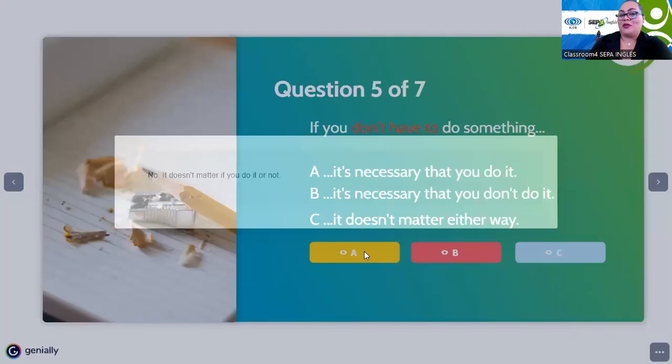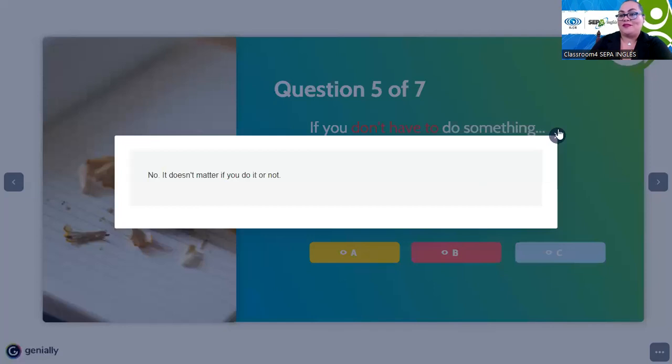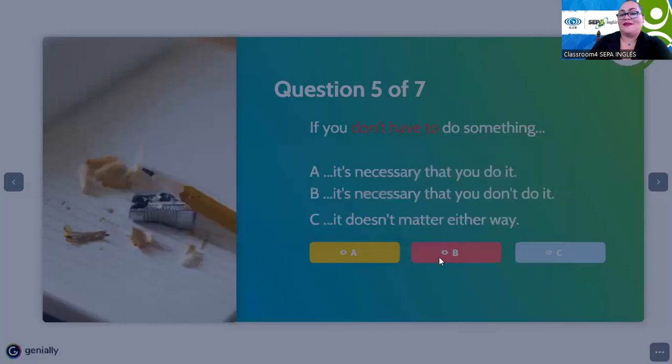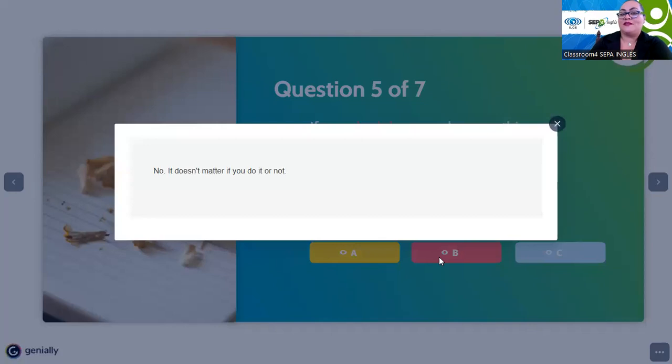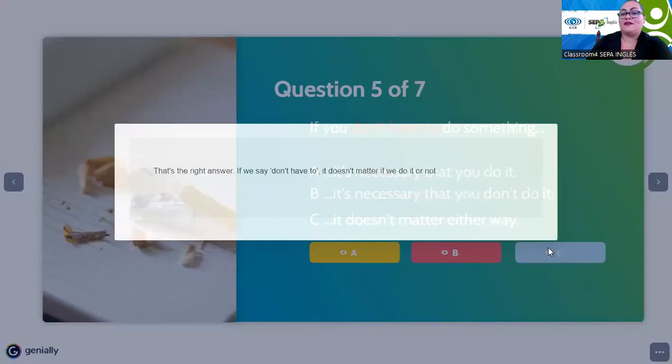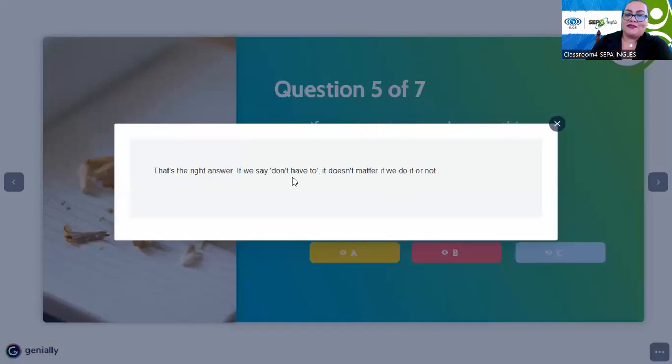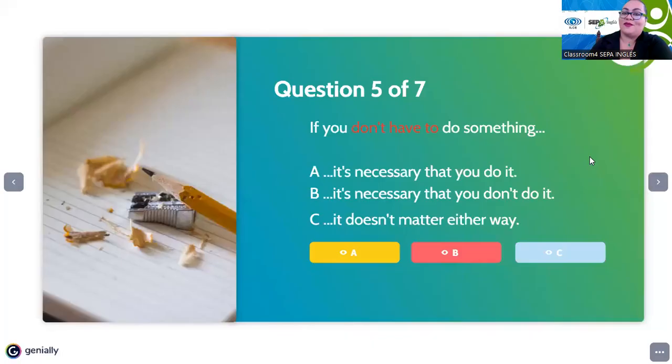A? No, it doesn't matter if you don't do it, of course. Letter B? No. Letter C? That's the right answer. If we say don't have to, it doesn't matter if we don't do it. Of course, no tienes que hacerlo. Doesn't matter.